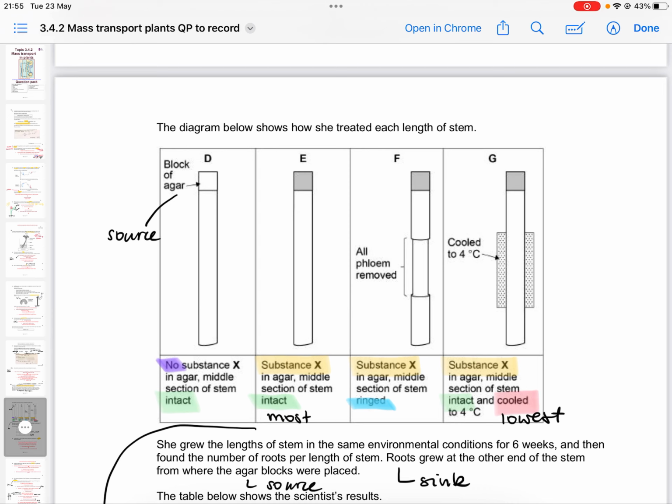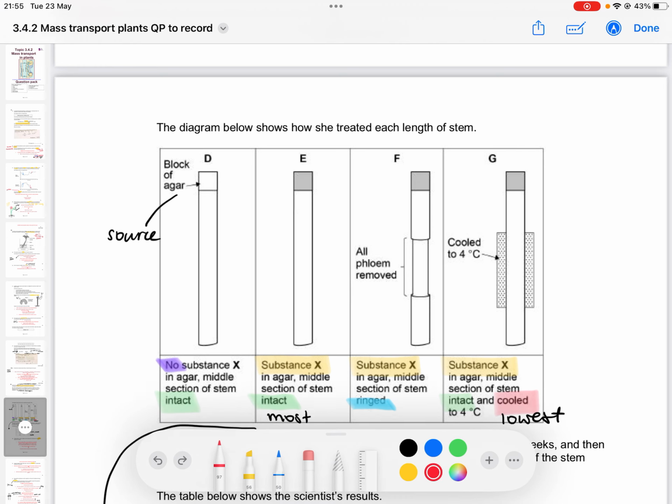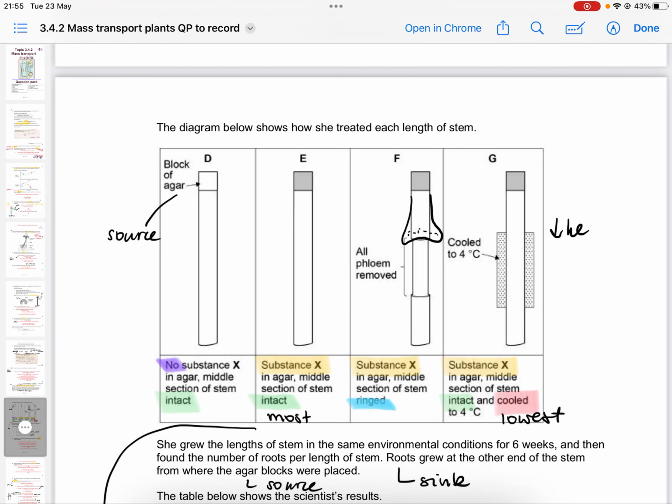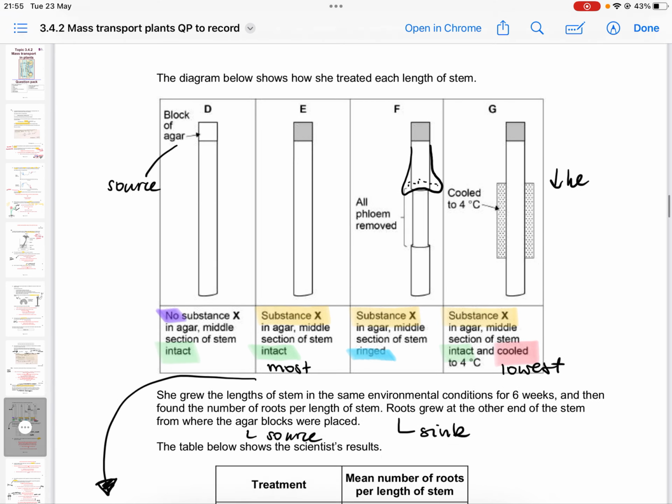Obviously, if the phloem has been removed in F, remember, if there was an effect of the ringing experiment, we would see a bulge here, so there should be more sugars accumulated on the top above the cut. If the temperature has dropped to 4 degrees, we know there is obviously less kinetic energy. Processes such as respiration can be affected, so no ATP will be formed, and so on.